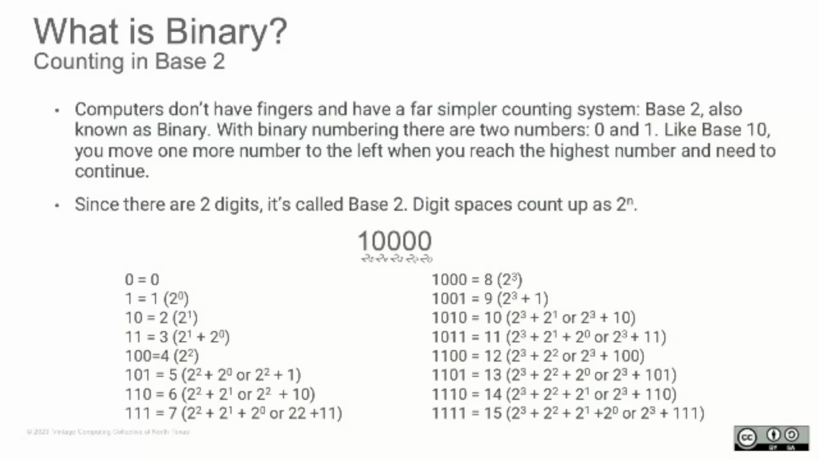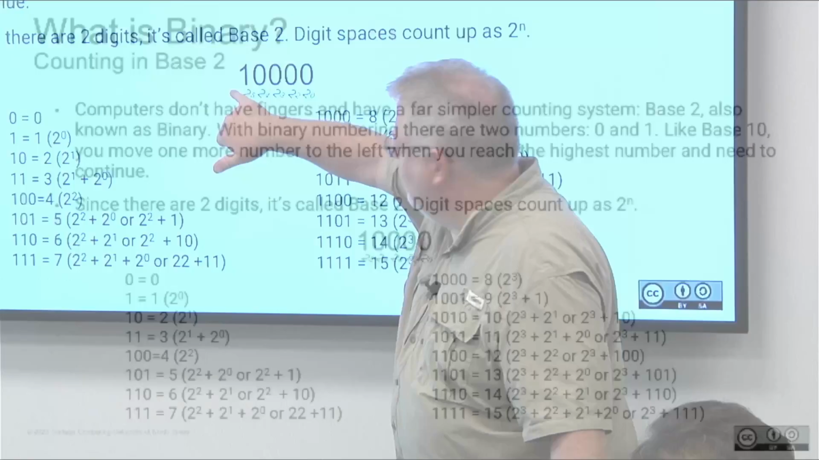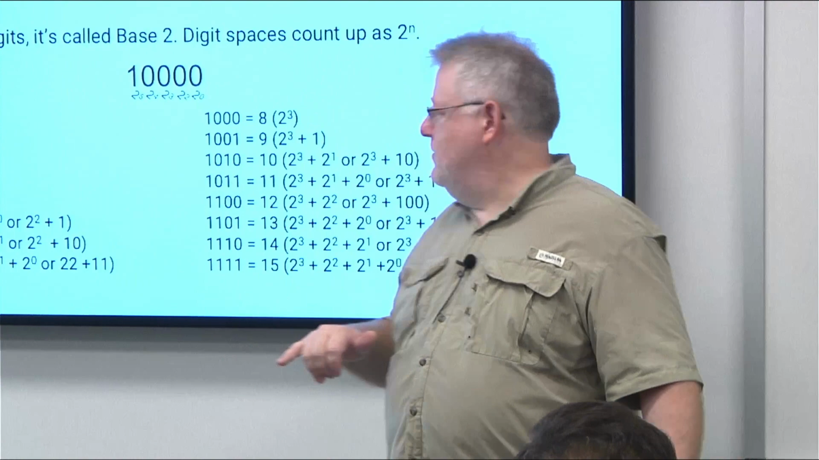And you just keep going further and further. You just add a note. So it's 2 to the 0. That should be 2 to the 1, 2 to the 2, 2 to the 3, 2 to the 4. Yay, I get to fix the slide.